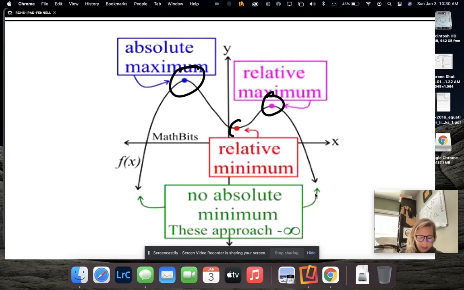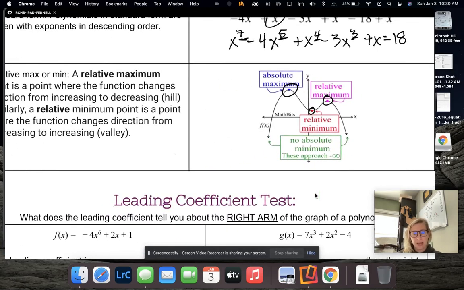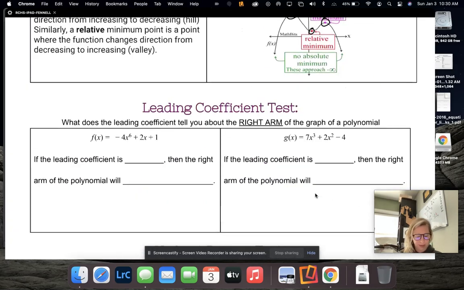And then again, this is a relative minimum because it's a valley on our function. So we point those out. Again, not everything will have absolute. Most of them will have relative max and min as we go through.